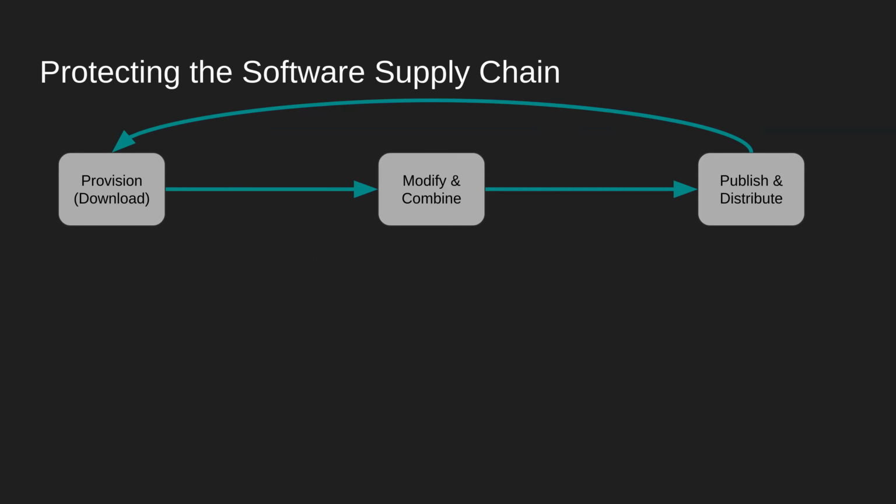And then we modify or combine that. So that might be compiling the source code, building an image from things that we've provisioned from somewhere or whatever. And then we publish or distribute that thing that we made for something else to then provision or consume like this. And so this makes this software supply chain, obviously, where there's this chain of things, and this goes over and over and over again to finally build up the end thing that we are producing.